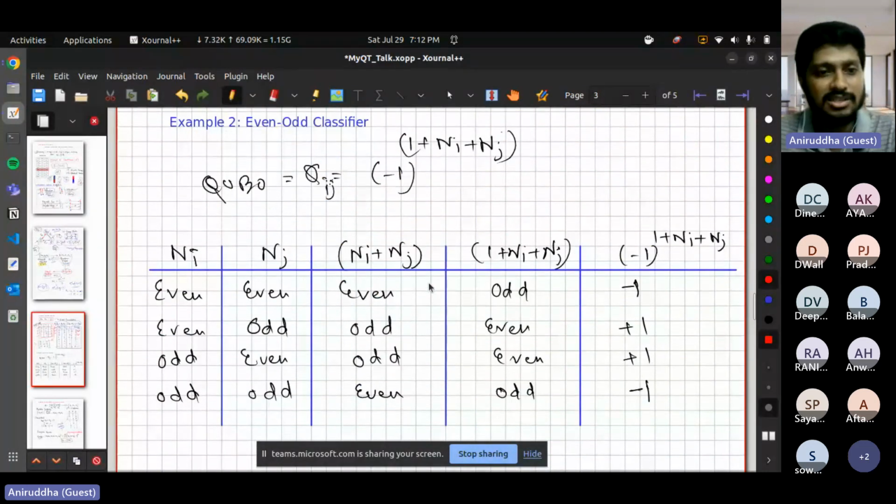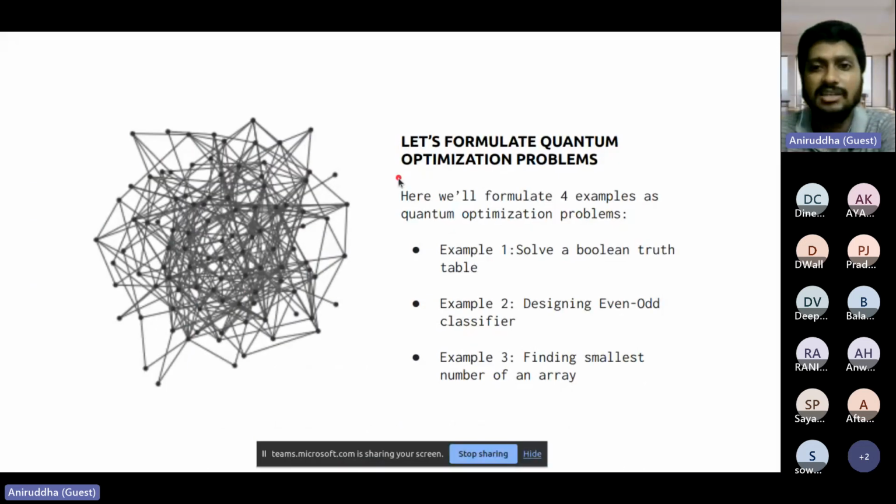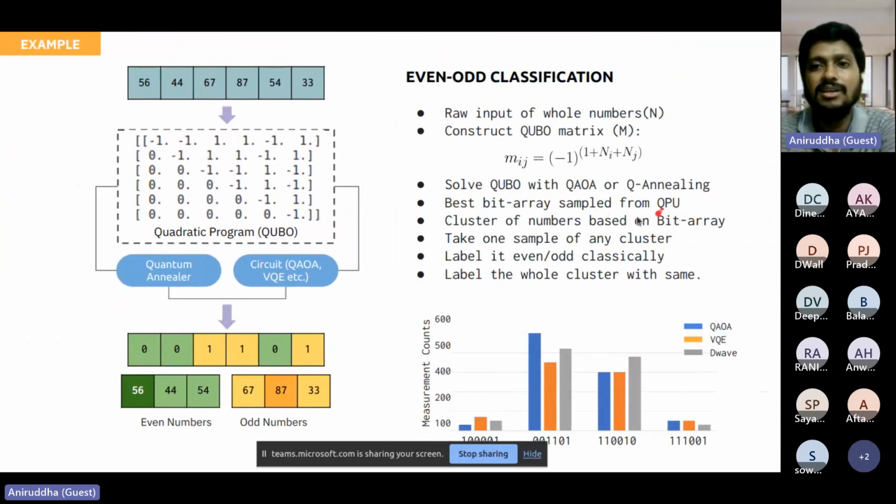So let's come to the other thing I have, which is an even odd classifier. The problem statement is, suppose you have an array of some n numbers. For simplicity, I have taken only 6 numbers, and in these numbers you have some even numbers and some odd numbers. The target is to come up with which of these numbers are even and which are odd. So you can think of it as a binary classification problem, where one class is designated with zeros and one class with 1.